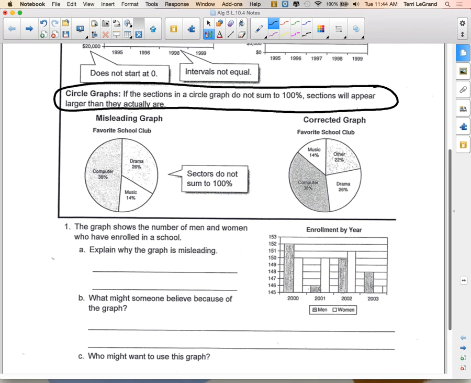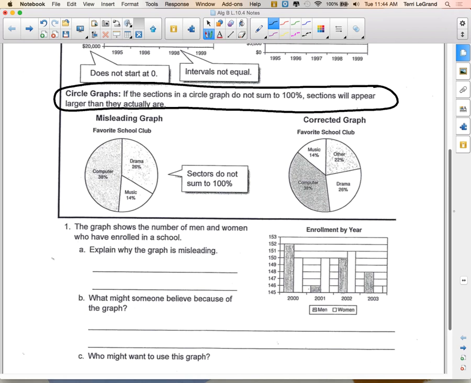If the sections in a circle graph do not sum, that's kind of a funny way to say it, do not add up to 100%, the sections will appear larger than they actually are. So again, if you wanted to have somebody just look at a circle graph and they see a really big piece of pie that is representing something that they want to prove is, you know what, look at here. Everybody's favorite food at the cafeteria is, let's say, Crispitos.